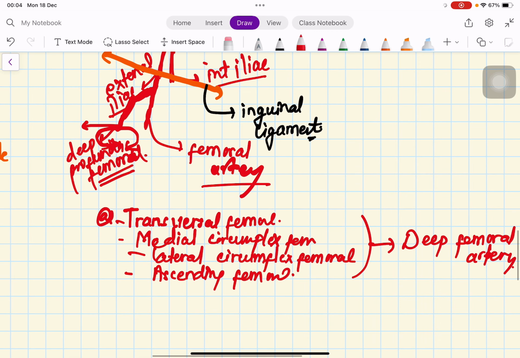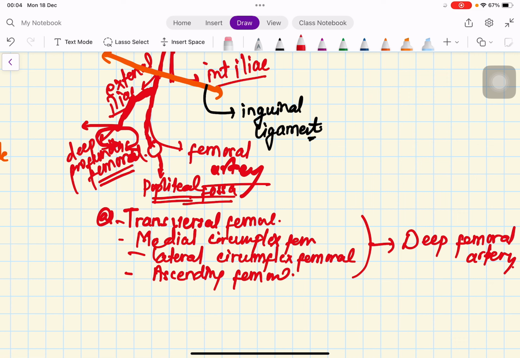Now this femoral artery basically passes through the hiatus that's called the adductor hiatus, by the adductor magnus. The hiatus is basically made by the adductor magnus, and it reaches into the posterior part. That posterior part is called the popliteal fossa. Okay, it reaches into the popliteal fossa. Great.